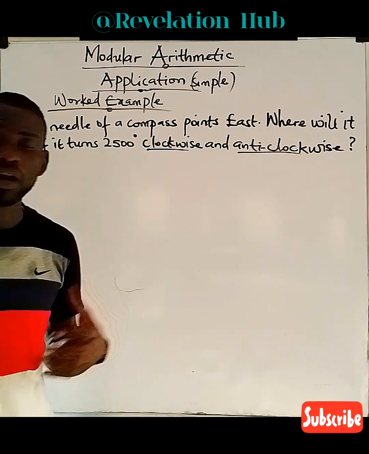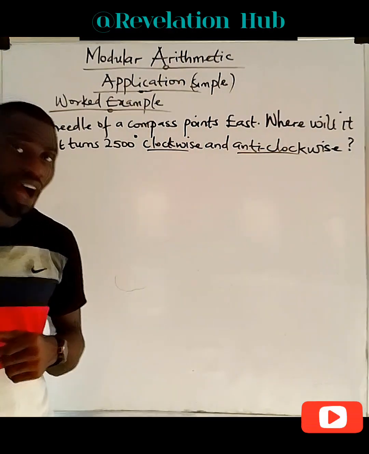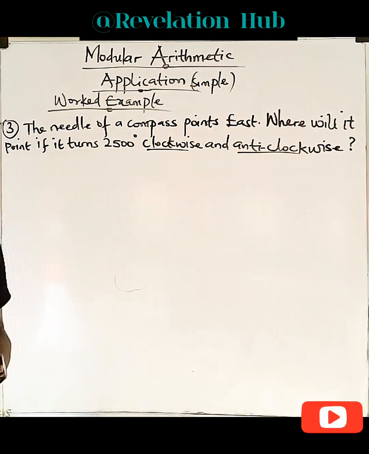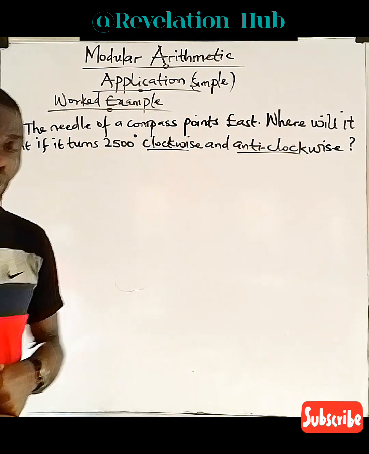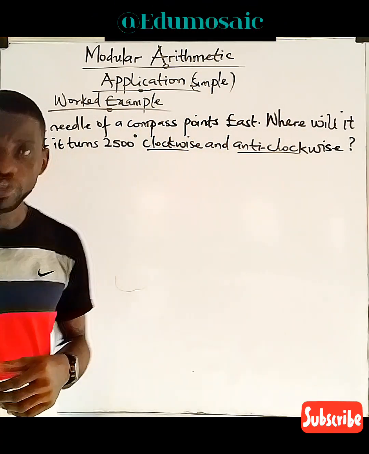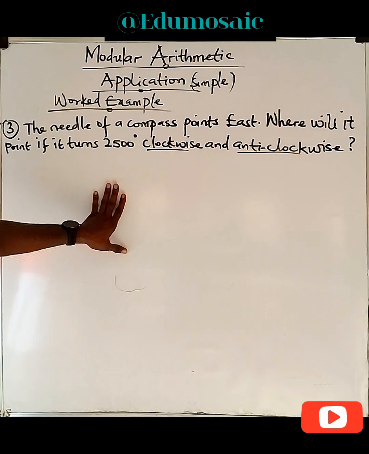Don't forget that for a clock, the standard modulo being used is the 12 hours. That's modulo 12. For days, weeks, months, years, and so on, the standard modulo is 7 days, modulo 7. So let's look at what is going to be the standard modulo for a compass.